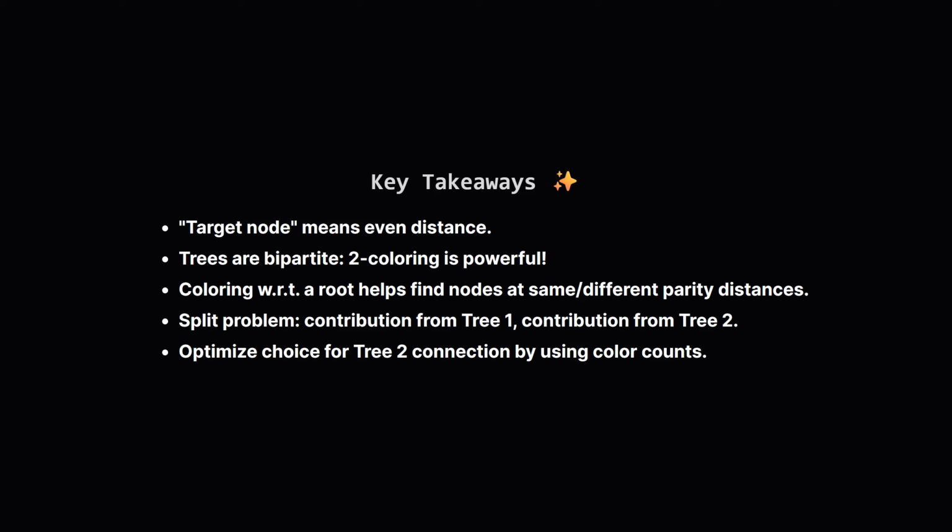So to wrap it up, the problem asks us to find nodes at an even distance. The big insight is that trees are bipartite, so we can use a two-coloring scheme. By coloring each tree based on distances from a root, like node 0, we can quickly figure out counts. For a query node in the first tree, the number of targets in the first tree depends on color and the total count of nodes of that same color. The number of targets in the second tree relies on us picking an optimal connection, which boils down to taking the larger of the two color group counts in the second tree. This coloring approach gets us a very efficient solution.